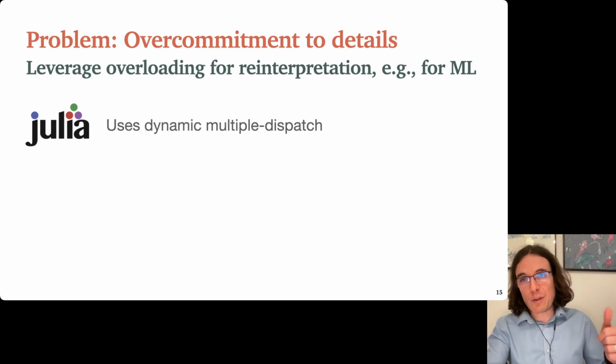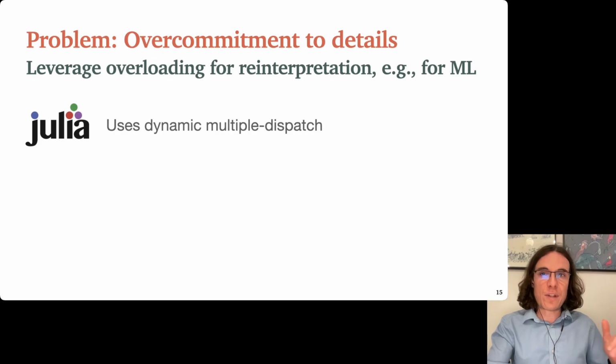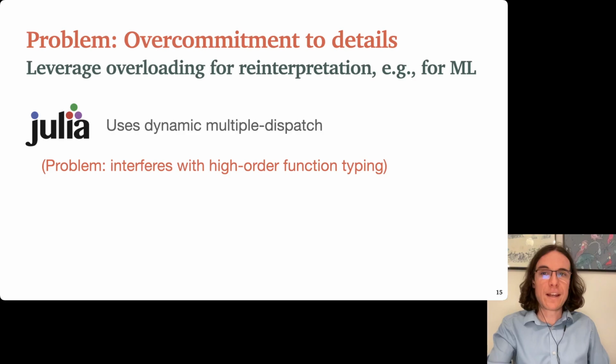Another nice thing about doing overloading is that you can use it for other kinds of reinterpretation, for example, in machine learning where we want to do automatic differentiation. And languages like Julia, which is becoming popular and starting to be used by climate science as well, use dynamic multiple dispatch, which lets it do lots of overloading. And so you can write these nice little short programs that can then be overloaded in their numerics, and you can use that for automatic differentiation and then put that into machine learning pipelines and so on quite nicely.